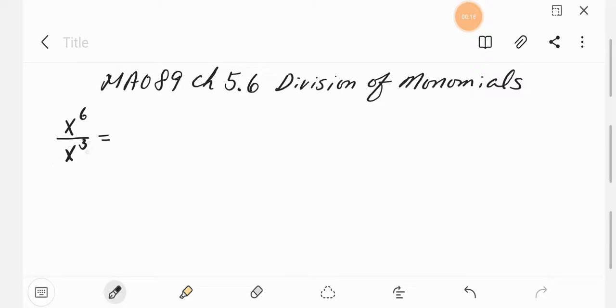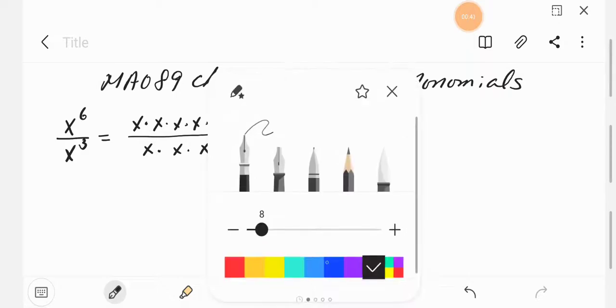The denominator is the divisor, right? So the numerator is x to the 6th power, which means multiply the base x, 6 times. 1, 2, 3, 4, 5, 6 times. And then the denominator is x cubed, so x is multiplied 3 times. Then how do we simplify this?